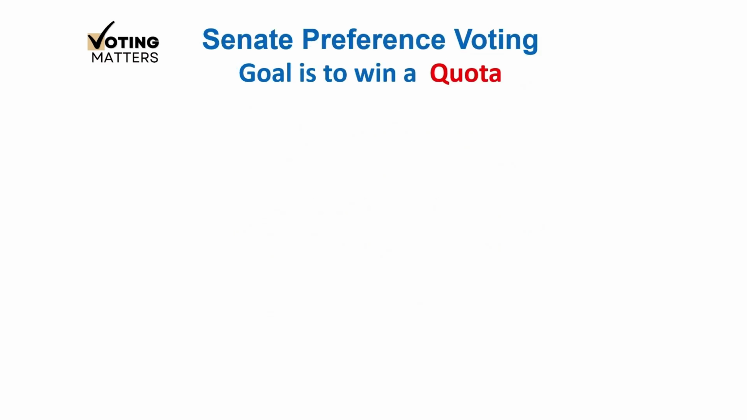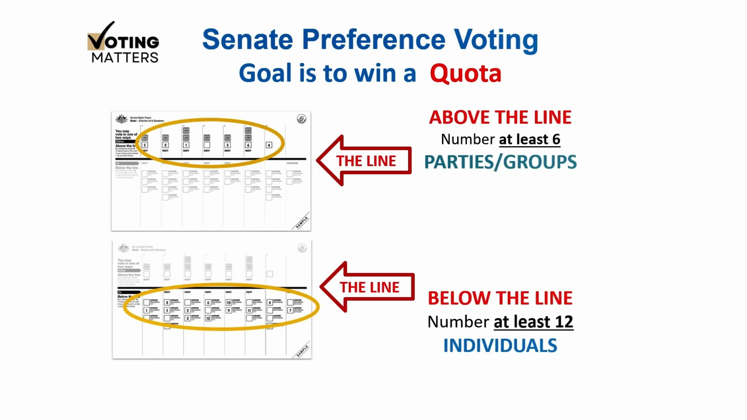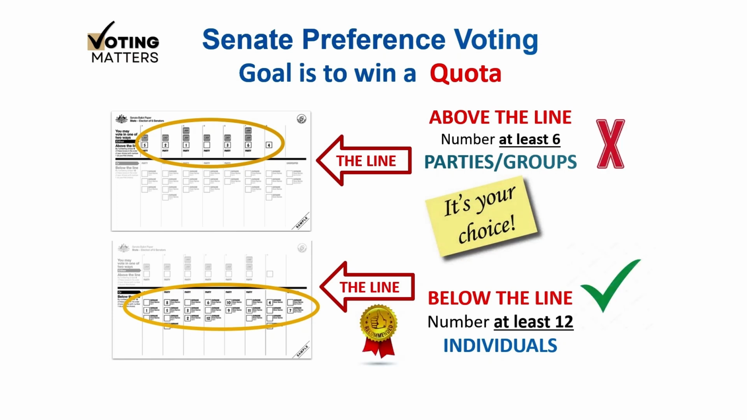So how can you do that? Senate preference voting, the goal is to win a quota, but note that in the Senate it is not compulsory to place a number in every box. Instead, you choose to vote exclusively above the line or below the line. Above the line, you preference at least 6 parties or groups, and below the line, you preference at least 12 individuals. In my opinion, below the line is the superior way to choose candidates with conviction.